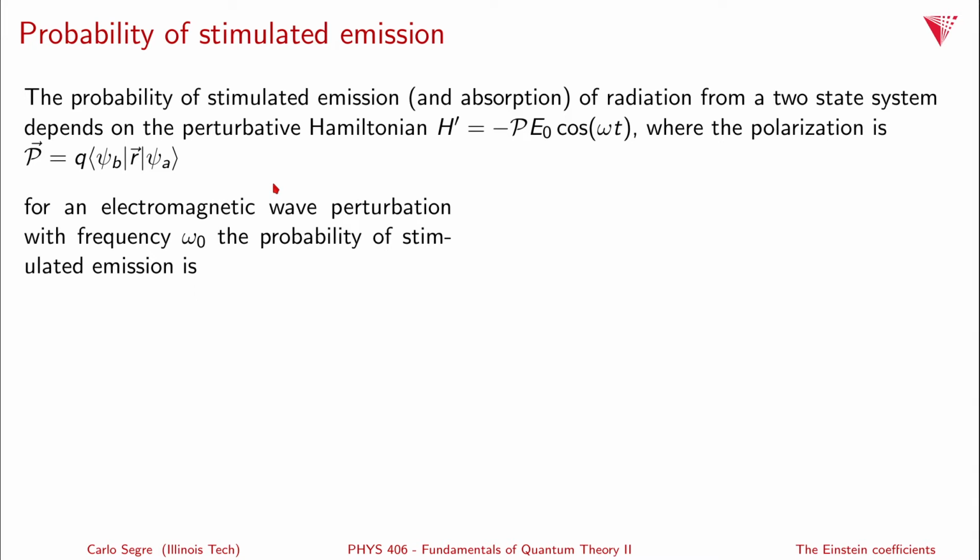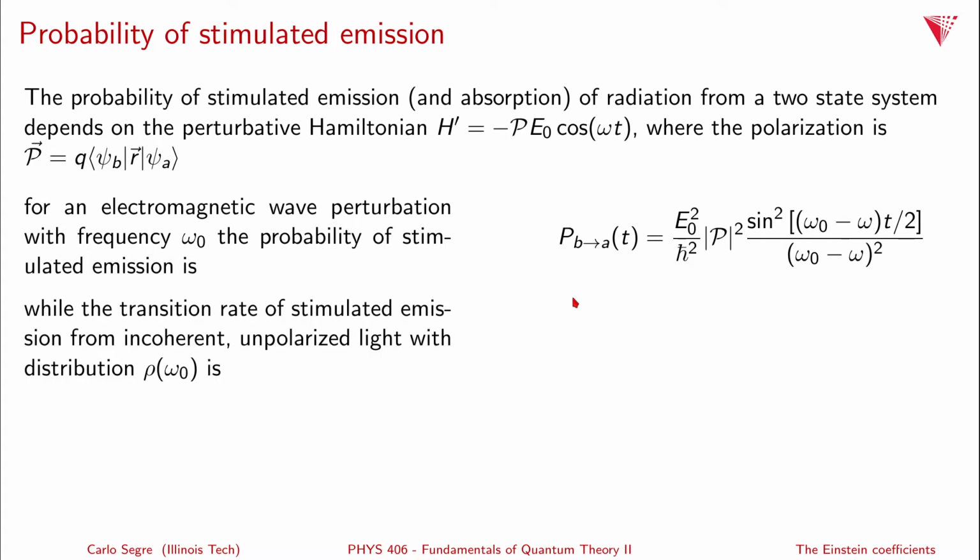If you have an electromagnetic wave perturbation with a frequency omega naught, the probability of stimulated emission is given by P_BA of t equal to E sub 0 squared over h bar squared times the modulus of the polarization squared times sine squared of omega 0 minus omega quantity times t over 2, divided by omega 0 minus omega quantity squared.